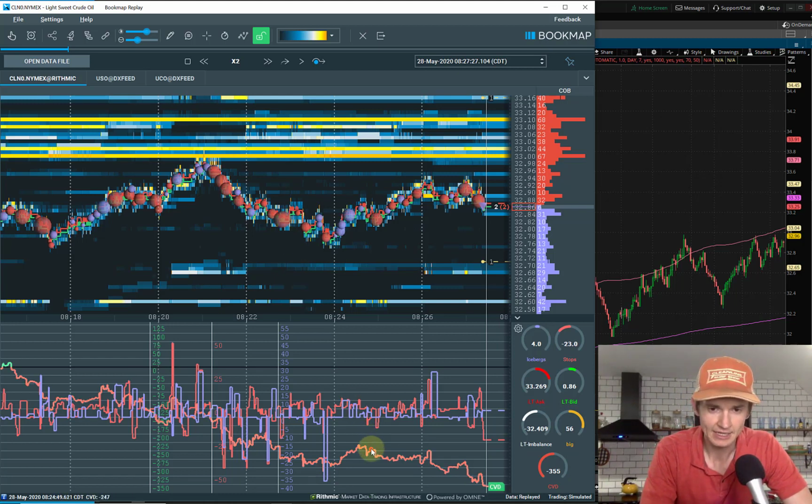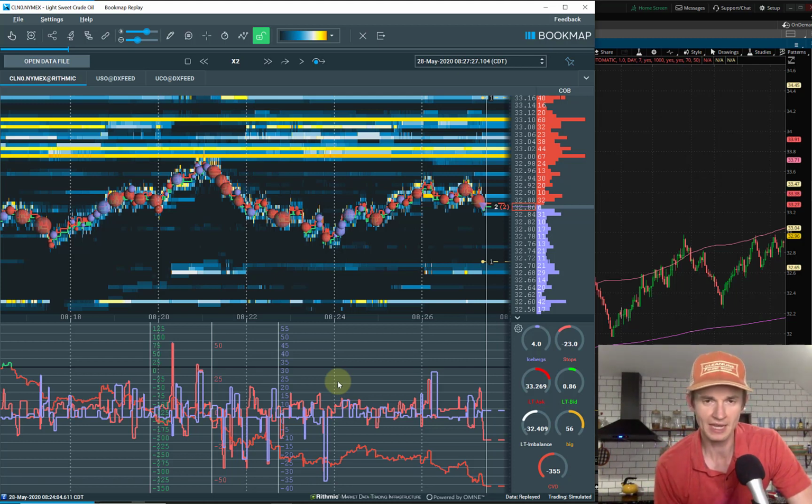And then this last line here, this is the CVD or the cumulative volume delta. That's been tracking down for quite some time. So that means that there are more aggressive sellers in the market right now than buyers. Now, all of these things on their own are not enough to make an entry. These are just kind of market indicators of strength.